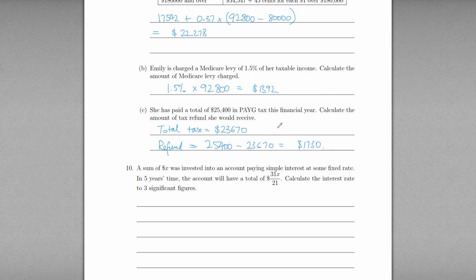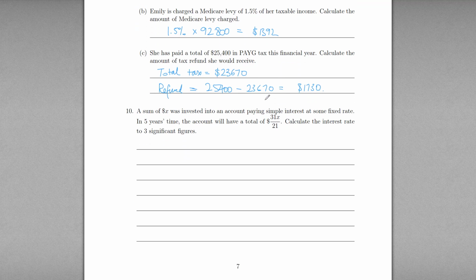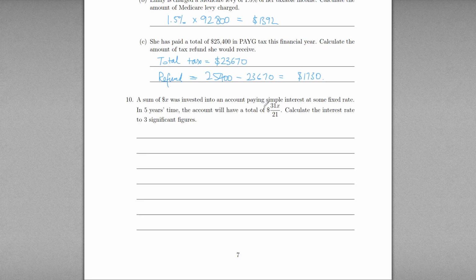Okay, I think this is probably the trickiest type of question. X dollars was invested into an account paying simple interest at some fixed rate. In 5 years' time, you'll have a total of that. I want the interest rate. A similar sort of thing could appear, maybe not in the context of simple interest, but just this ability to work with fractions and these unknown numbers is important.